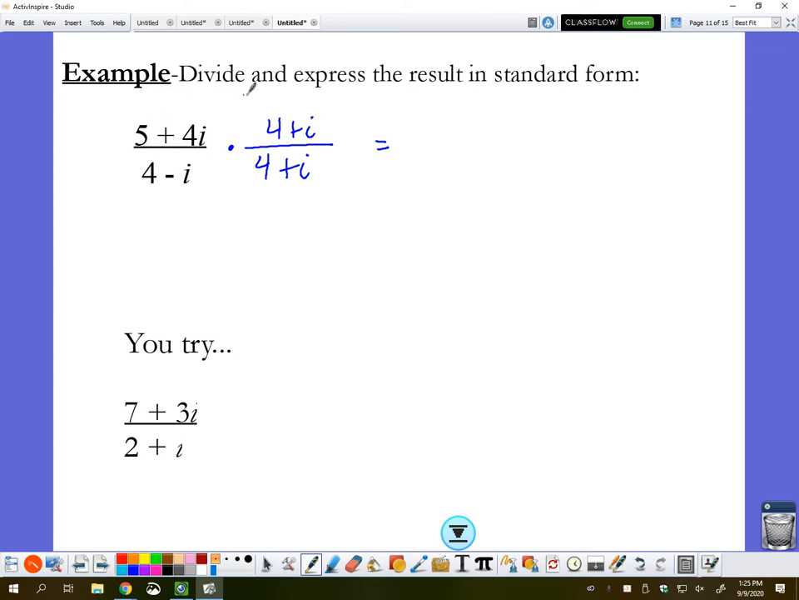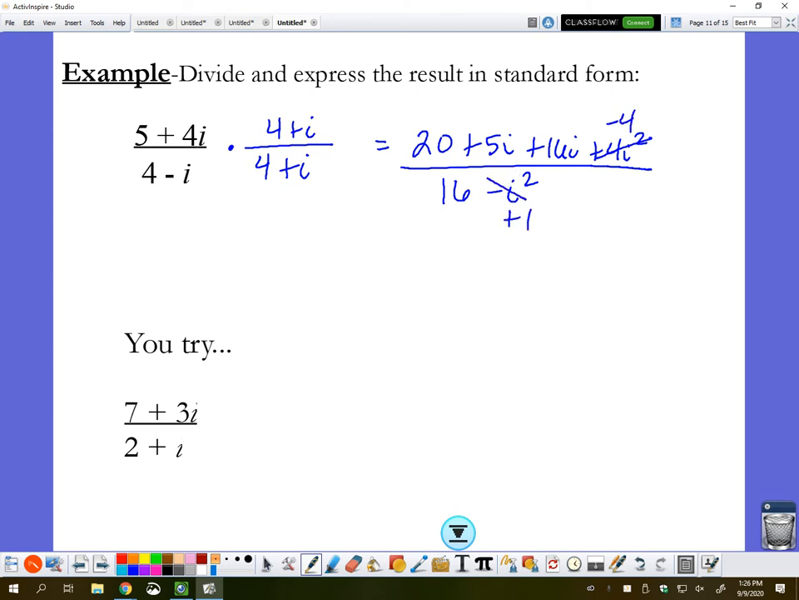So, distributing, you're going to do 20 plus 5i plus 16i and plus 4i squared. On the bottom, because they're conjugates, you only have to do front times front and back times back. Now when it comes time to clean up, remember this is negative 4 and this is plus 1, because those i squareds are a negative 1. So we get 16 plus 21i over 17.